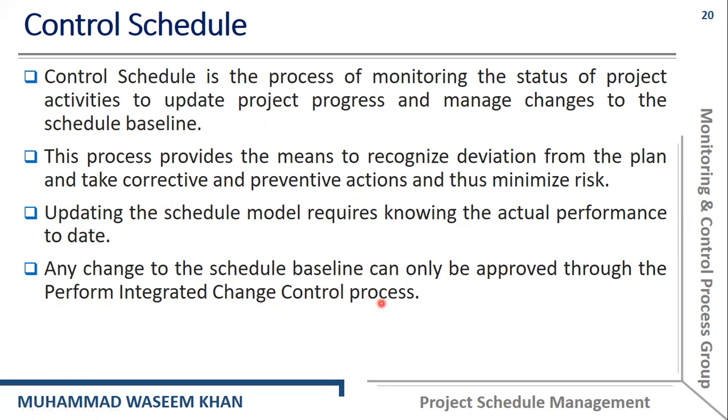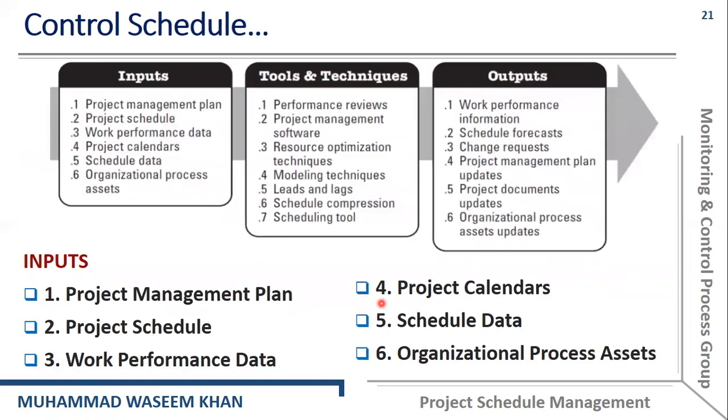So in the control schedule process, we actually monitor the whole status of the project activities. Okay, we monitor the starting and the ending dates. We monitor where we need to take corrective and preventive action and to minimize the risk in the project schedule.